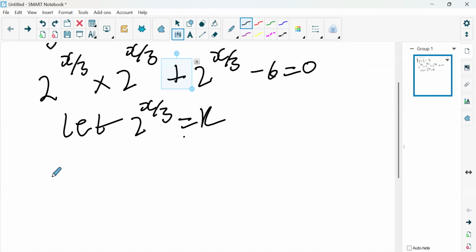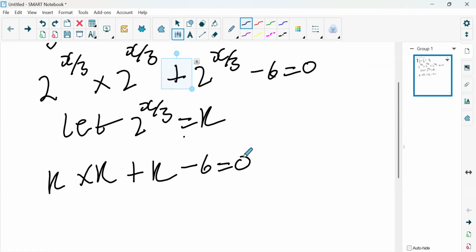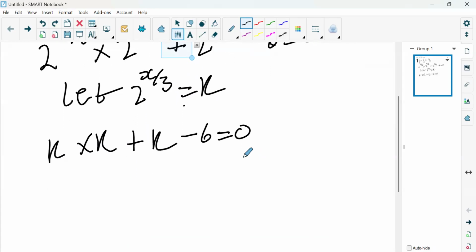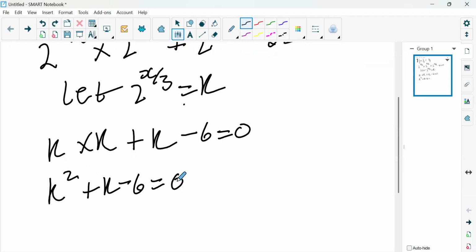So that means we're going to have k multiplied by k plus k minus 6, which is equal to 0. Now, which is a little bit tricky, we're going to use the power law again. k multiplied by k is k squared. So it's k squared plus k minus 6 equal to 0. Now it's a quadratic that we know.